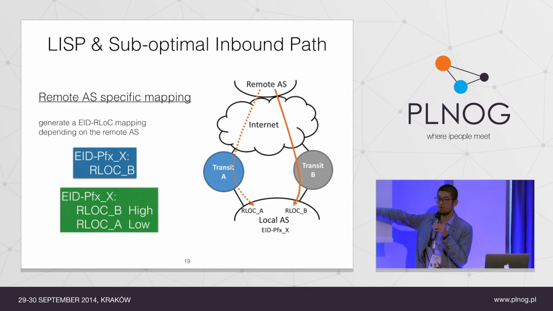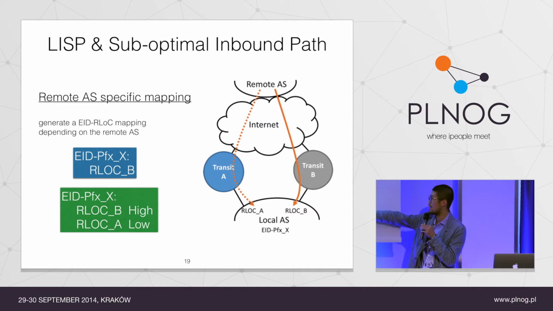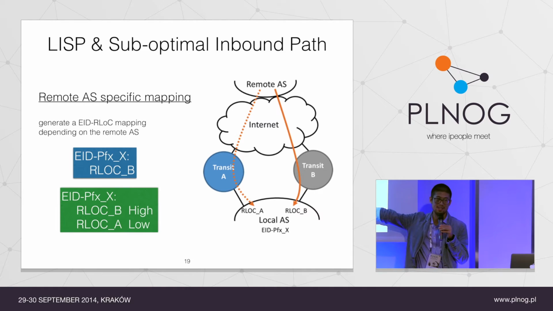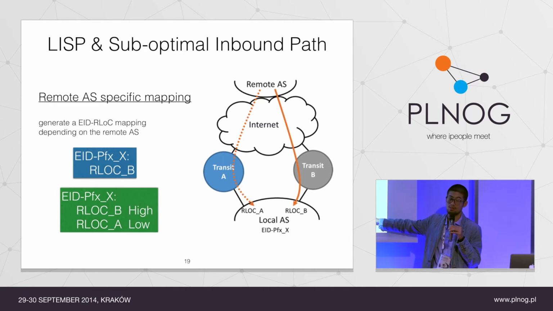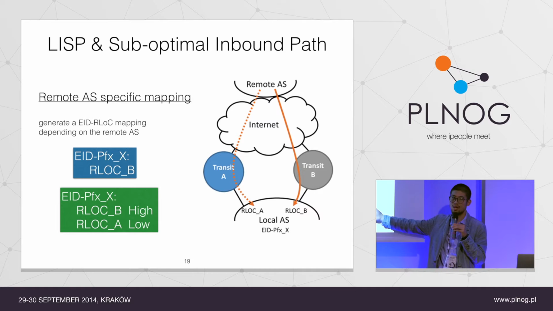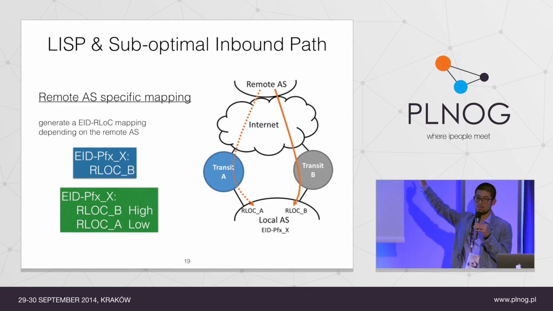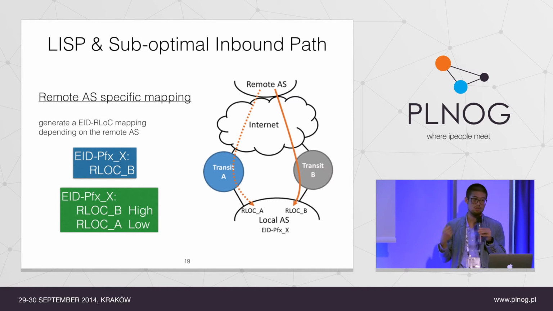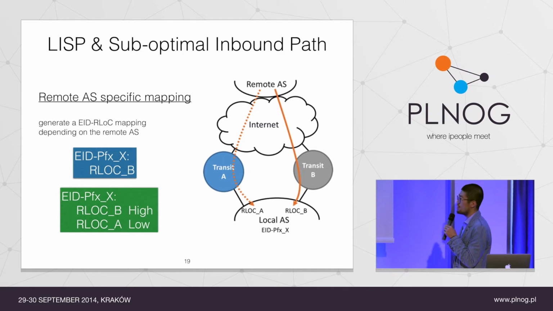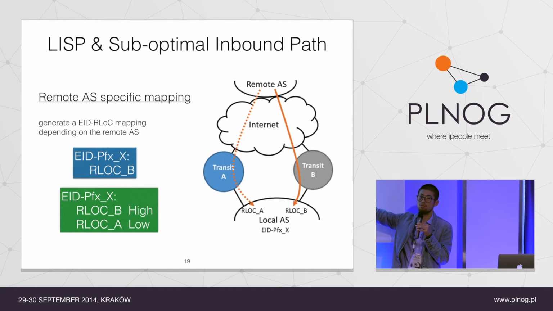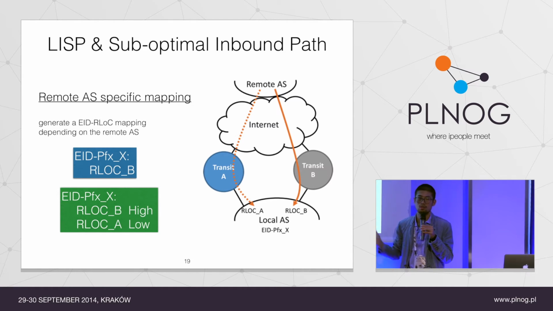Here we see the local AS that we are observing, and it has two locators, one for transit A and the other for transit B, and it has an EID prefix, which is the same as its IP prefixes. What can we do? When the remote AS in question sends a mapping request saying that it wants to send traffic to us, the local AS can reply with a list of locators, and we want the remote AS to use locator B. We can simply tell it to use only locator B. Done. But you are going to say there could be connectivity issues. What if transit B fails?